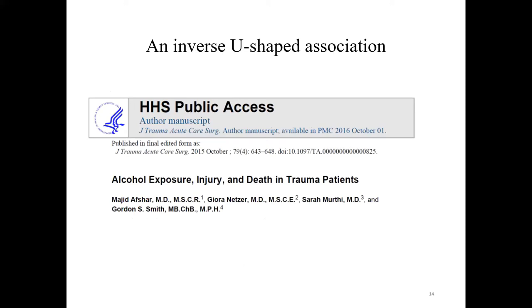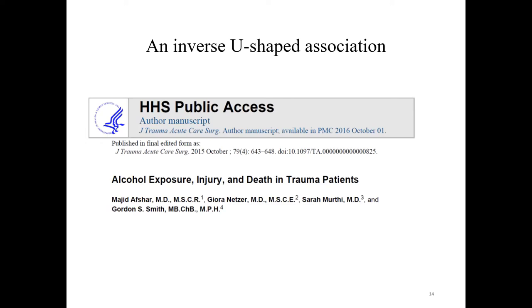Majid Afshar, in a historical cohort of more than 50,000 admissions to the trauma center, found that more than 14,000 patients were BAC positive. Also, Afshar divided the quantity of alcohol in the blood into moderate, from 1 to 100 milligrams per deciliter, high concentration, from 101 to 200 milligrams per deciliter, and very high, more than 200 milligrams per deciliter.